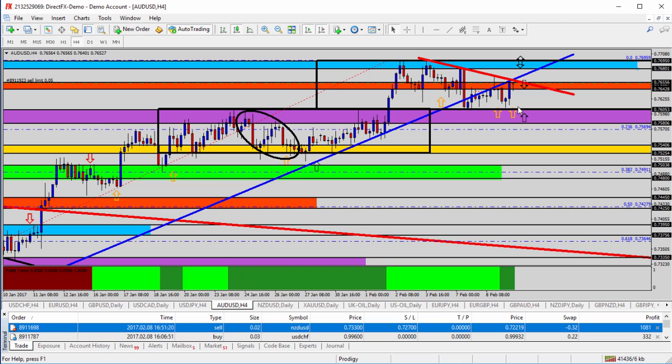Again, keeping an eye on the U.S. unemployment claims today. That could be a game changer, but definitely at this point in time, I'm watching for some bounce off of this 76.50, 76.55 level for the Australian dollar today.